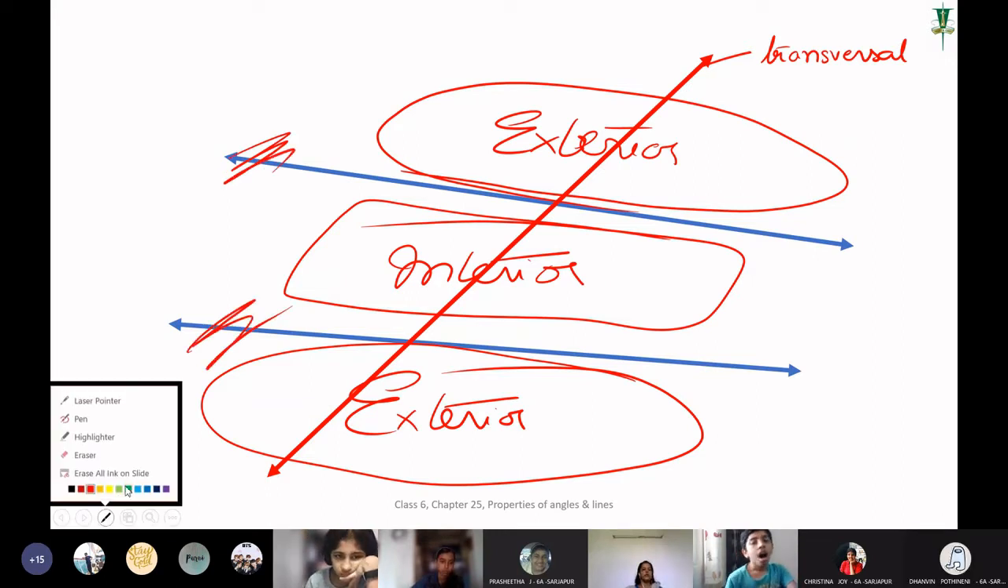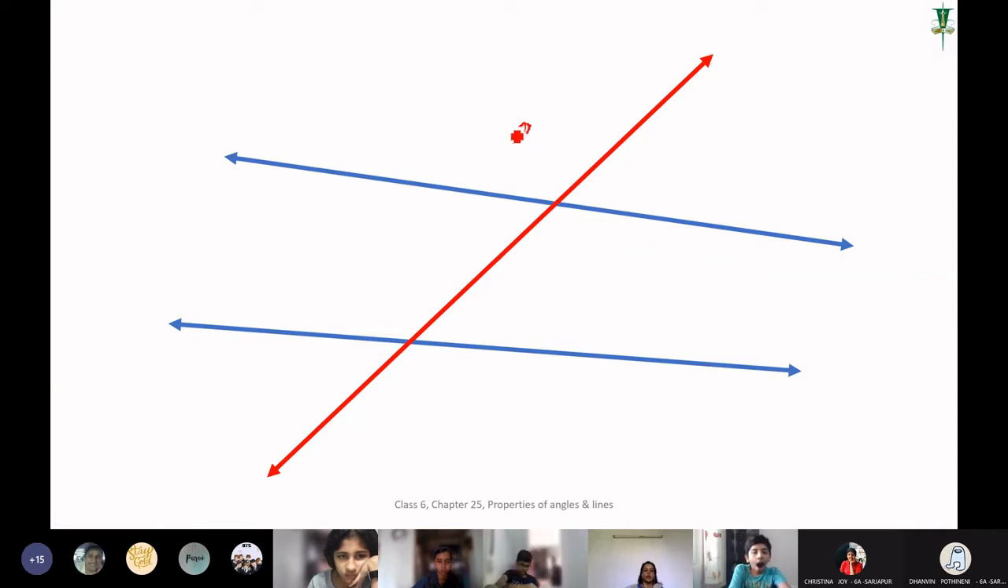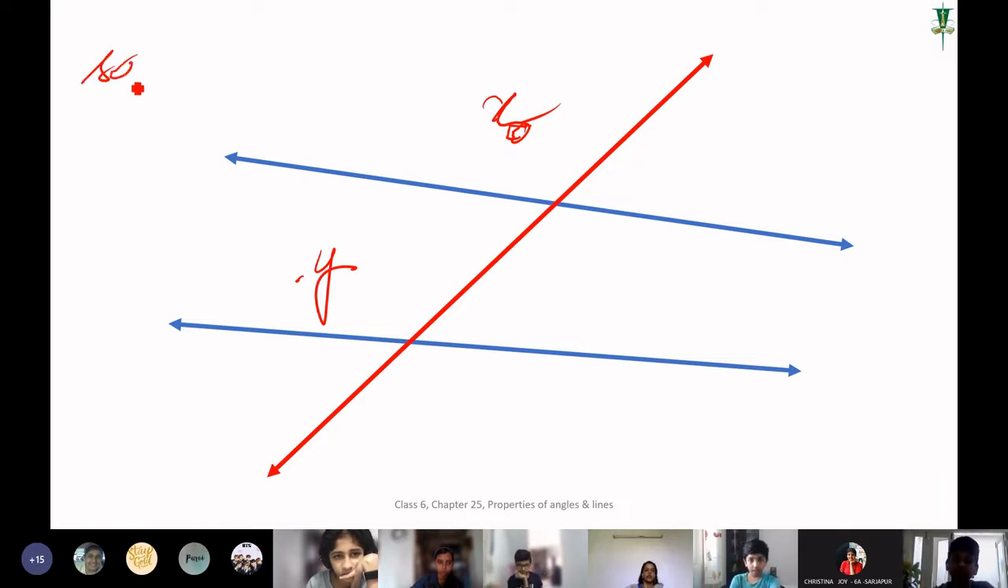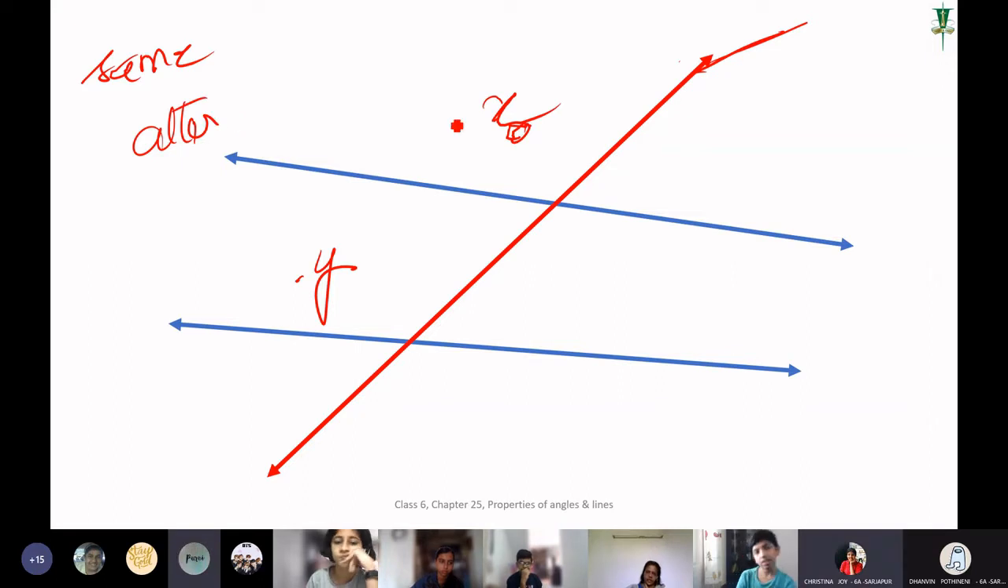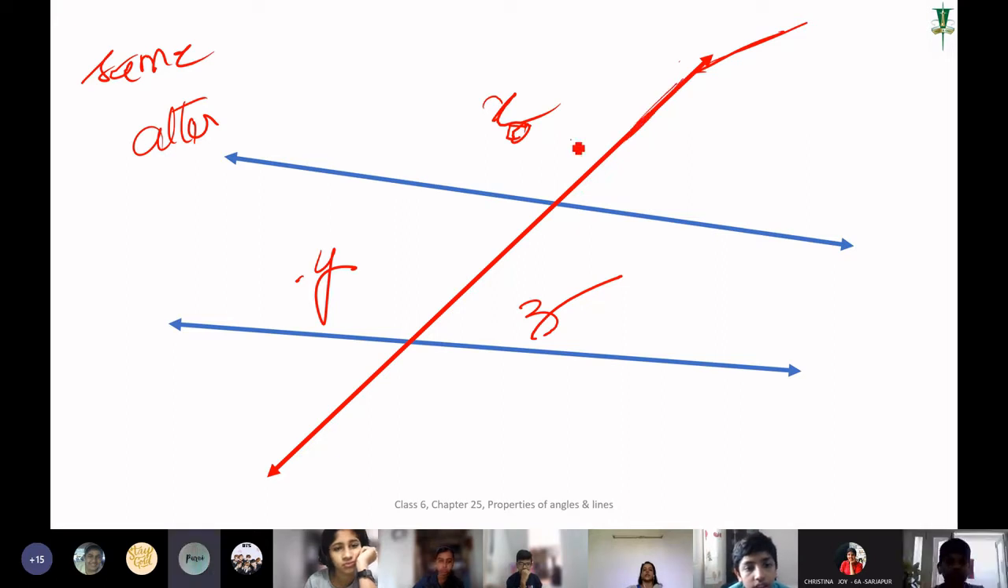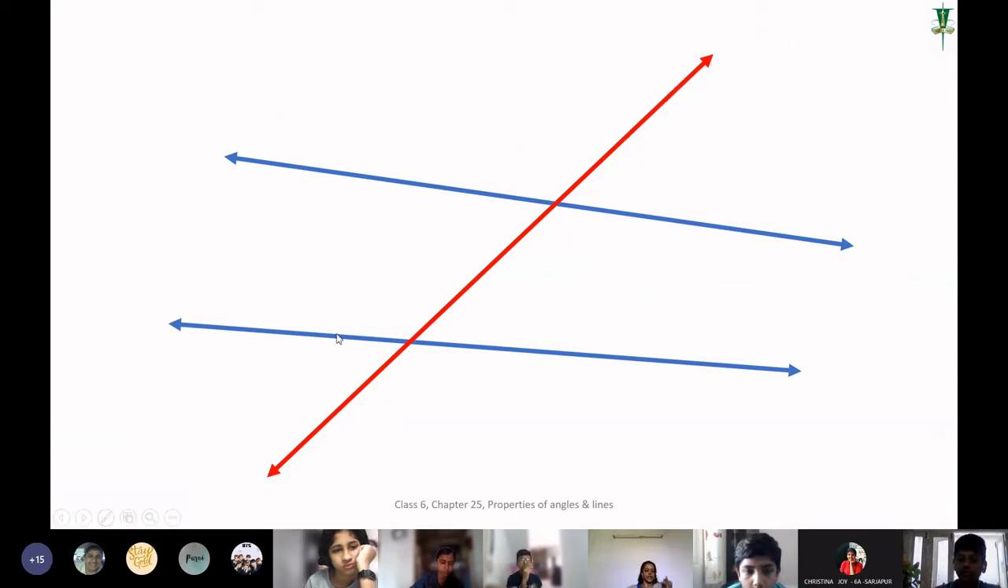Now only with reference to the transversal, point X and point Y, where do they lie? What is the term, same or alternate? Same side. So X and Z, where do they lie with reference to the transversal? Alternate. So you all are very clear on these terms, right? Exterior, interior, alternate, and allied or same side. Now based on this understanding, tell me angle A and angle B.